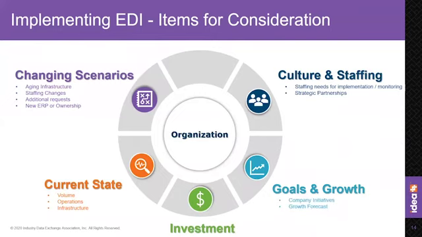Goals and growth. Take a look at what your company initiatives are. So in the next 2 to 5 years, what company initiatives are planned to pursue automation and efficiency? Are you looking at moving to more automated models? If so, how does that affect EDI? Are you going to expand your EDI transactions, or are you going to implement EDI transactions?